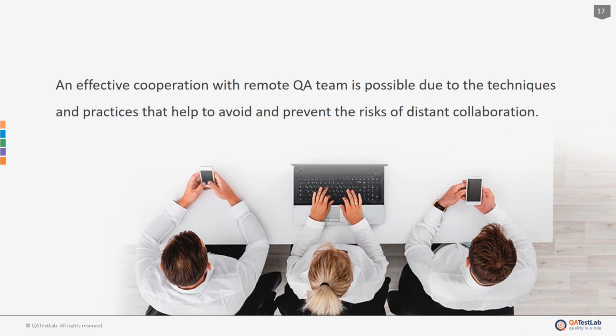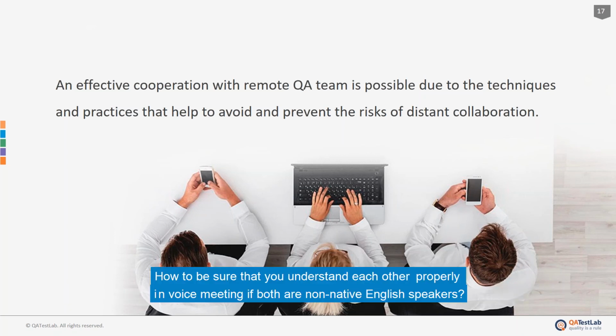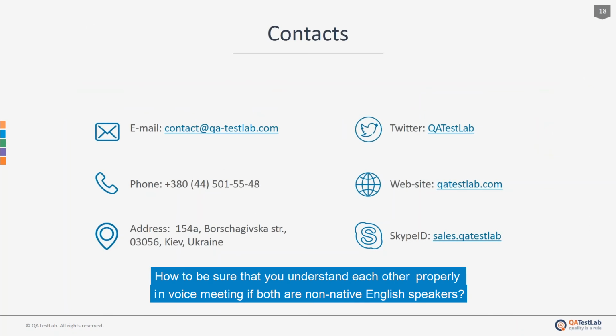So the next question is how to be sure that you understand each other properly in a voice meeting if both parties are non-native English speakers. It's a wide and common problem to understand each other if you are not native English speakers, but the best practice that we used is to have a written short summary of all main details of this talk, and after the talk you can exchange this summary with each other, and it will guarantee that no misunderstanding is left after this discussion.